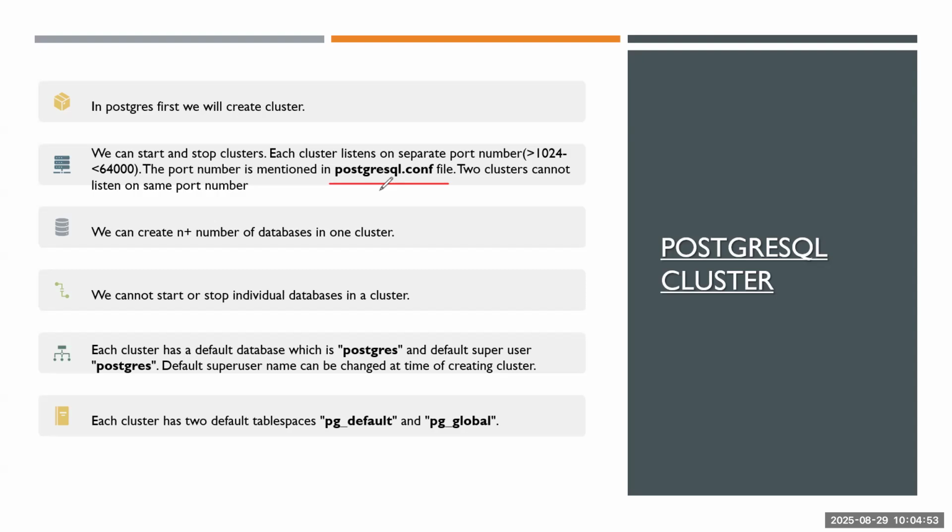Ideally, for Postgres, we need to decide on the default port it is running, or we change it for security purposes, because everyone knows the default port. A hacker will try the default port, so we generally set a different port at the time of cluster formation, or we change the port later.